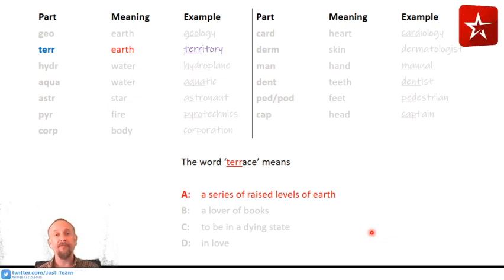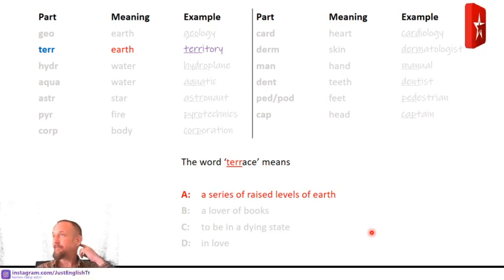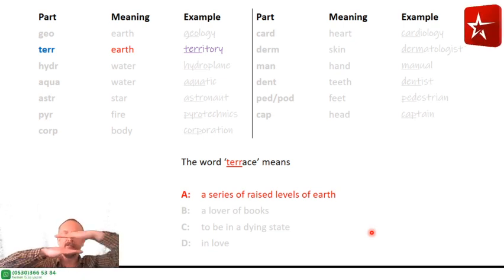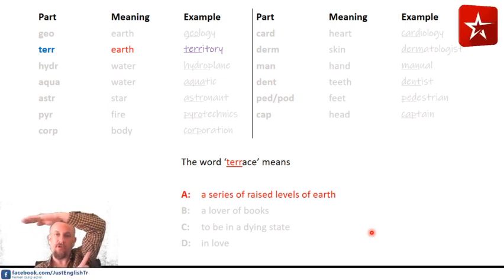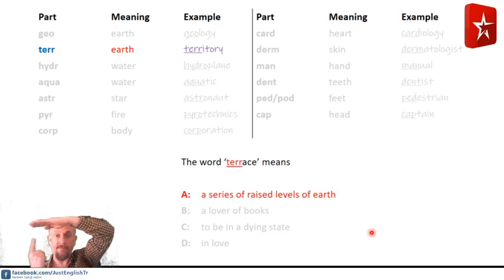We also have terraces in geology as well. So maybe the Black Sea, maybe China would be a better example. They have areas of land which sort of go up in this sort of fashion. That geological feature would be a terrace too.